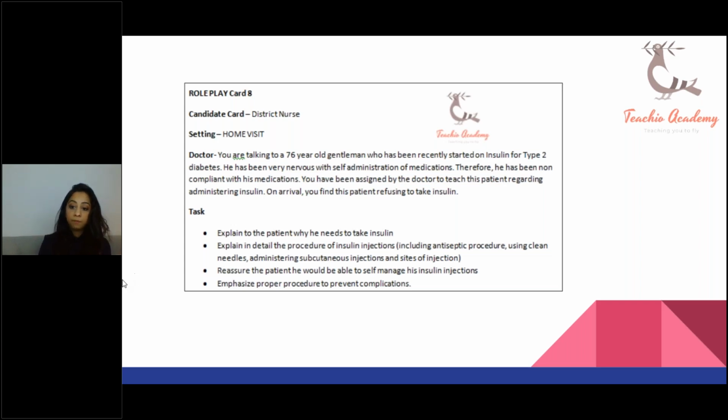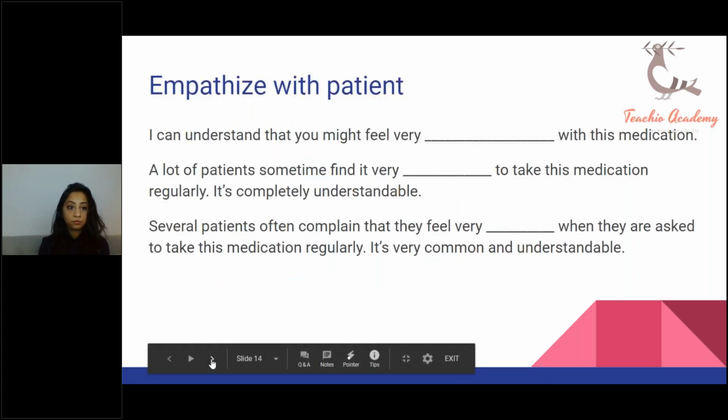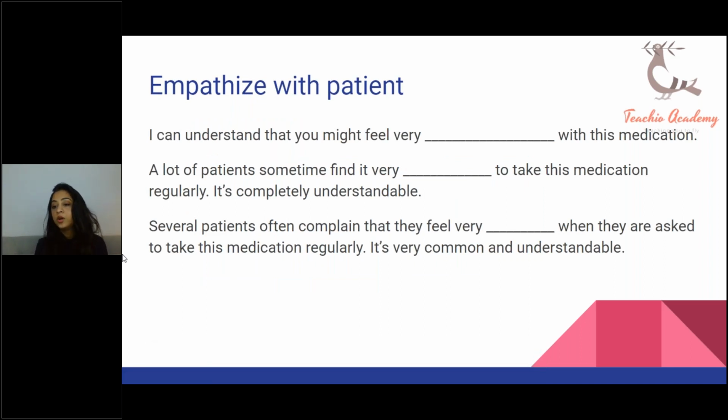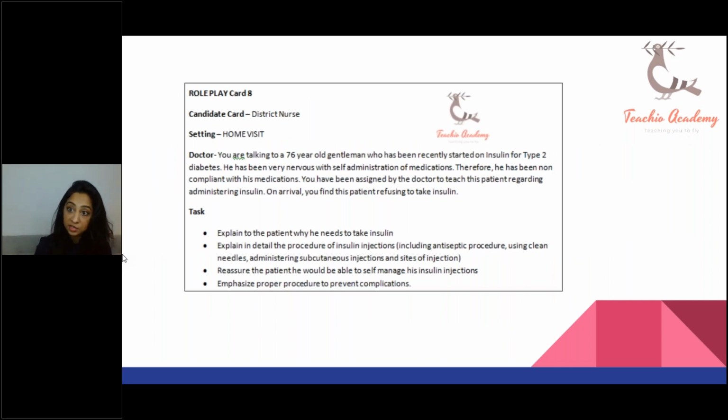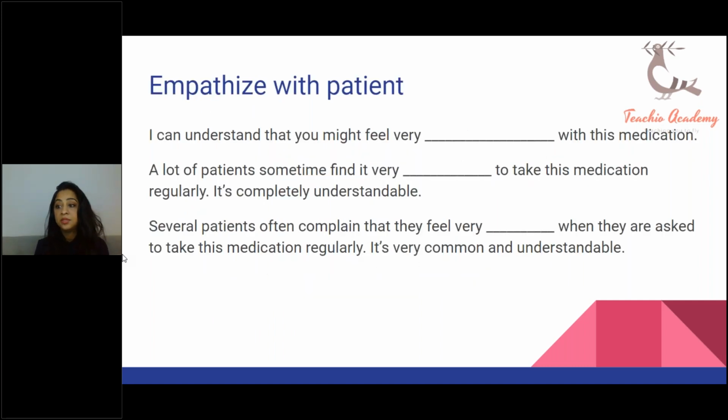Okay, so moving on. I always give the 4E or the 5E strategy when you're dealing with a non-compliant patient. Now, this starts with empathizing with your patient. In the example, the patient was someone who was very nervous about the insulin injections, and the scenario said that the patient is very nervous with their medications. So the first sentence that you say is an empathy sentence. I can understand that you might feel very nervous with these medications.